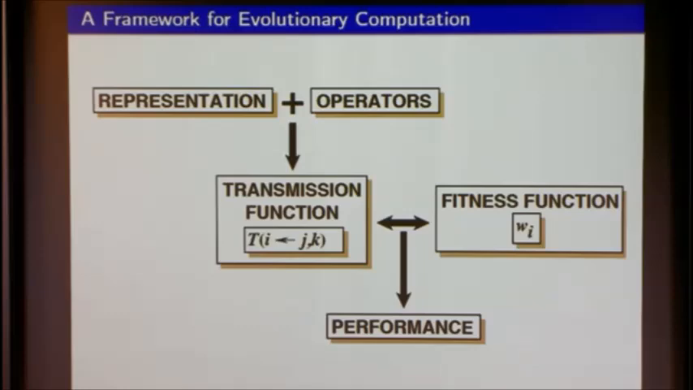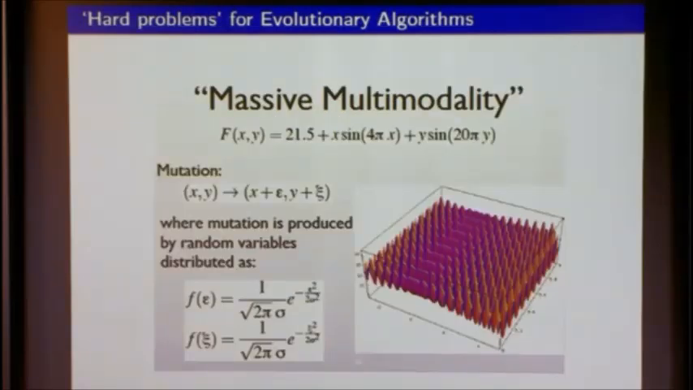So here's an example of a problem that has been cast for evolutionary algorithms, massive multimodality, where you're trying to find the very fittest of all these peaks in this function. Here's the specific function. And the problem is that if you start the evolutionary algorithm, it'll tend to find one of these peaks and not find the global optimum. So this is the function. You have this mutation acting on it, and this is a real valued vector. These are distributed with a Gaussian distribution.